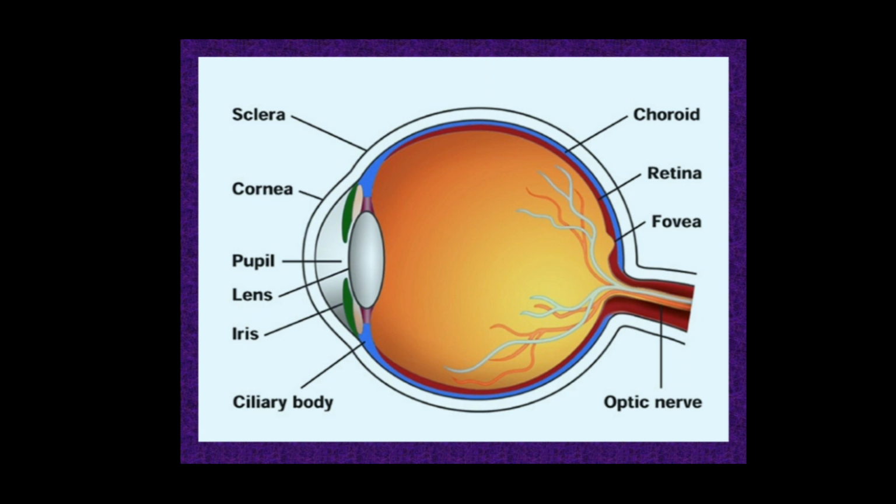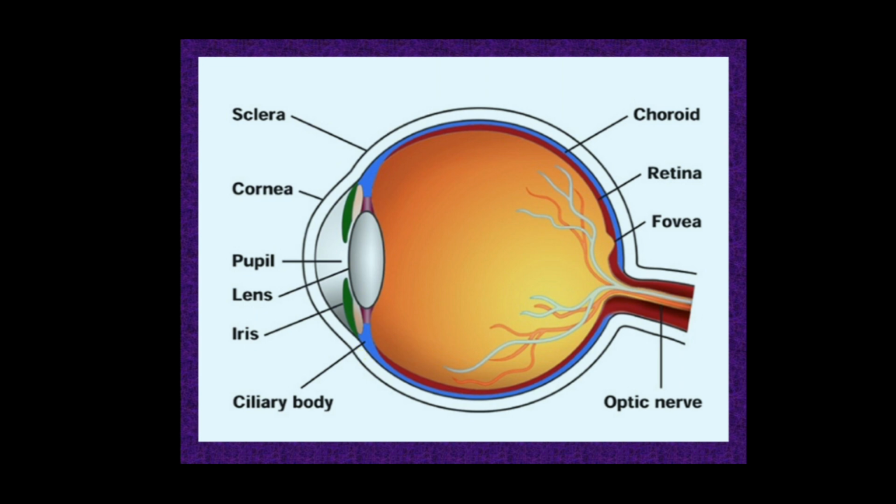So eye is composed of 3 layers: sclera, choroid, and the retina. So sclera was modified into a front bulged part that is known as cornea. What is the difference between sclera and cornea? Sclera is tough in nature and it is opaque, whereas cornea is the front or the anterior part of the eye. It is transparent. That is the difference.